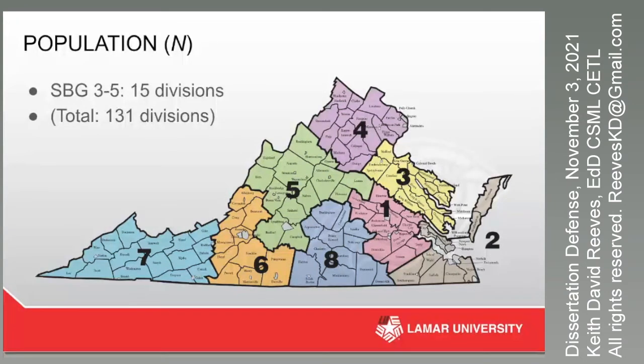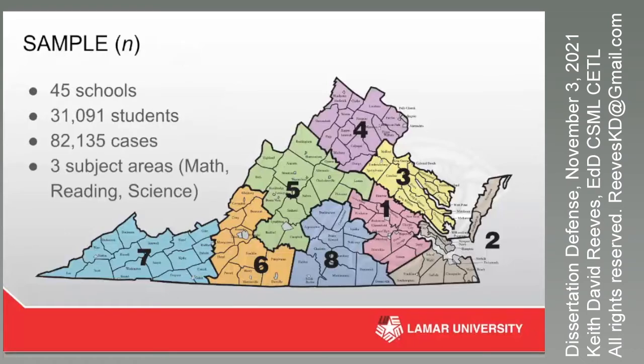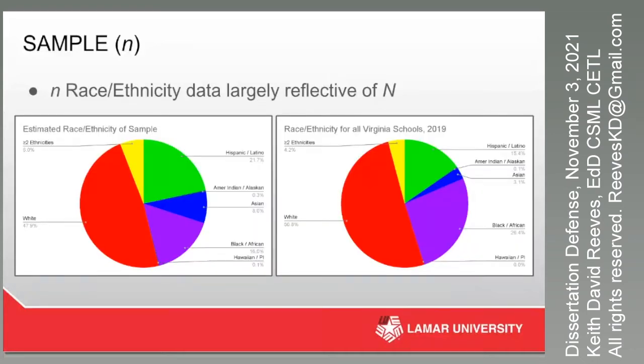The population for this study is the set of 15 school divisions in the Commonwealth of Virginia that use standards-based grading for primary age students in grades 3, 4, and 5. In total, the sample for this study included 31,091 students in 45 schools across Virginia, representing a total of 82,135 individual cases that survived delimitation and data scrubbing for both validity and cleanliness. While an approximation, the sample appears to be roughly representative of the ethnic composition of the population.